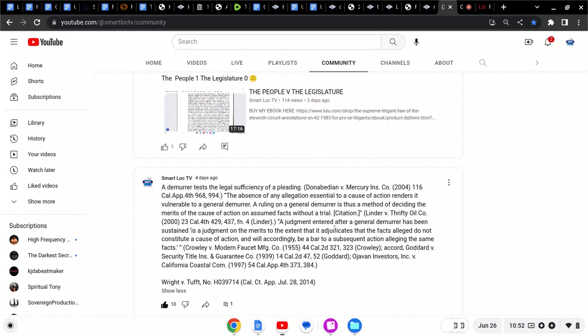Let me read that again. I'm going to read it in another way, though. That the facts alleged do not constitute an offense. They call it an offense in a criminal case, or do not constitute the crime, whatever. And will accordingly be a bar to a subsequent action alleging the same facts.